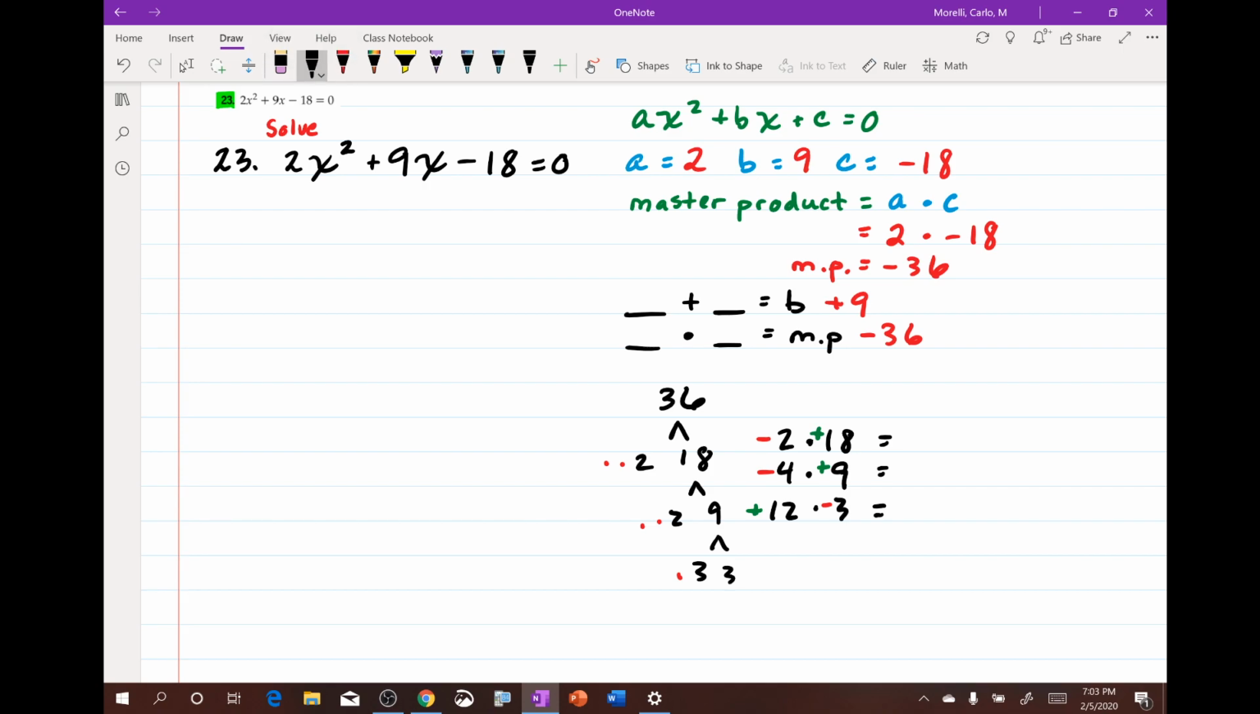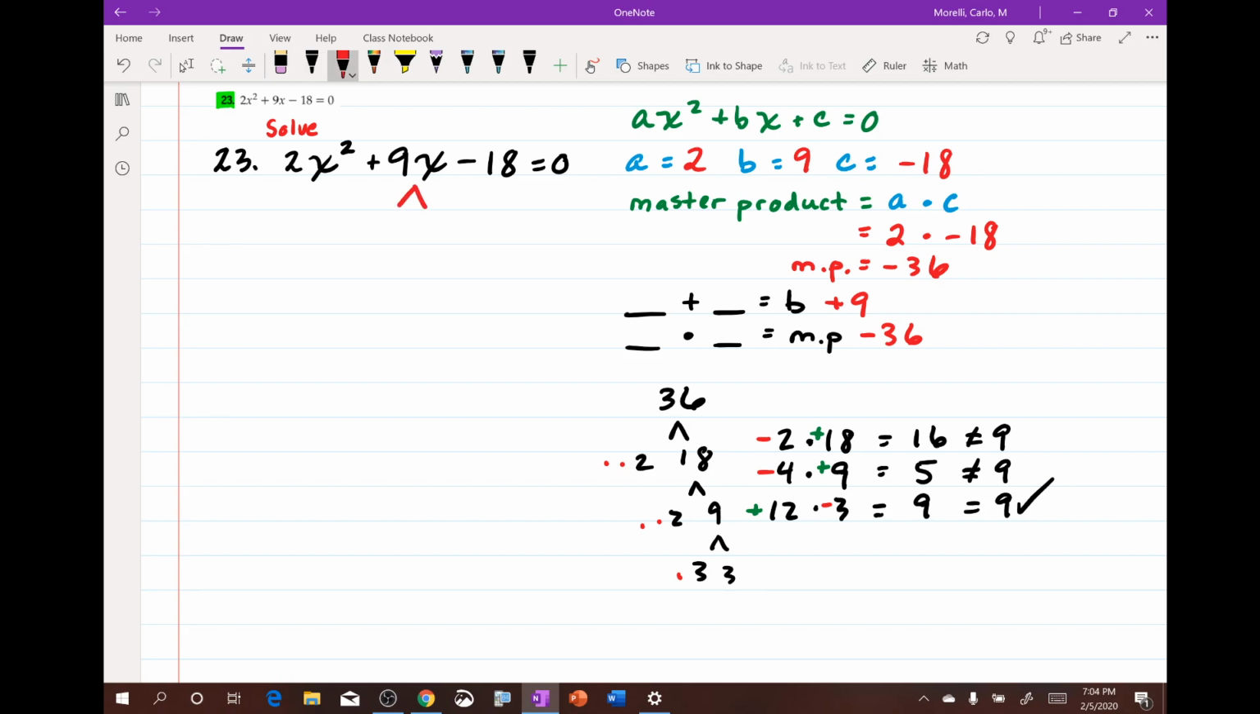So negative 2 plus 18, well, that's 16. That is not equal to 9, so we're not going to use that one. Now, negative 4 plus 9, ladies and gentlemen, is positive 5. But positive 5 is not equal to 9. But look at this one. Positive 12 plus negative 3 is positive 9. So 9 is equal to 9. These are my factor pairs, plus 12 and minus 3.